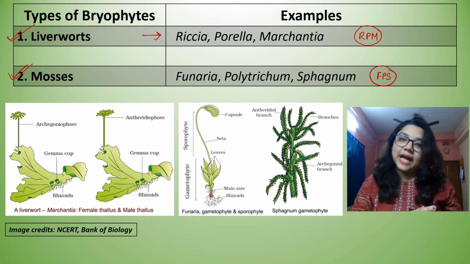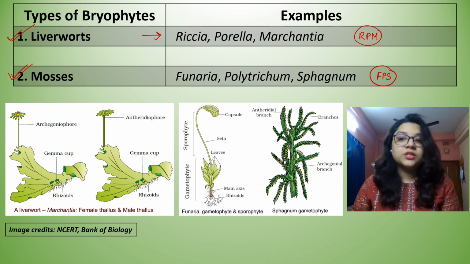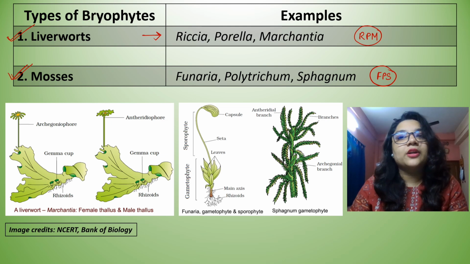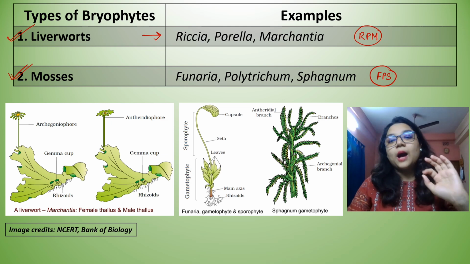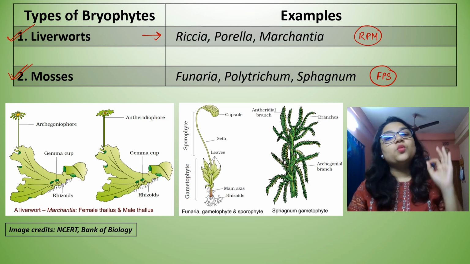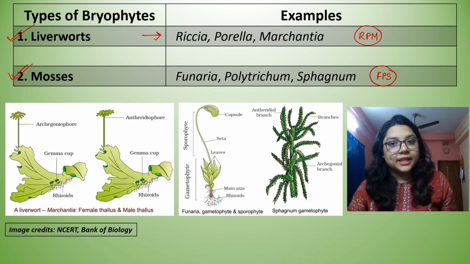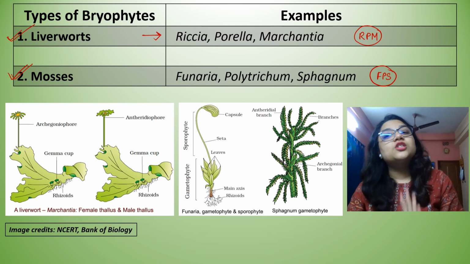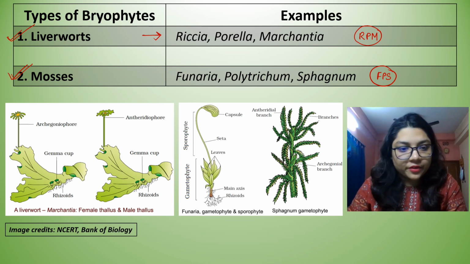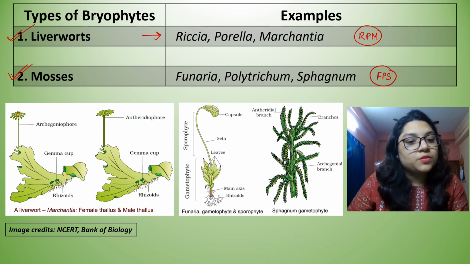Similarly, just like in algae, diagrams were important here too. Same thing here. You have to look at the diagrams very carefully. You should be able to identify the NCERT diagrams, and you should also be able to label them correctly. Right? So the first one is the liverwort Marchantia.